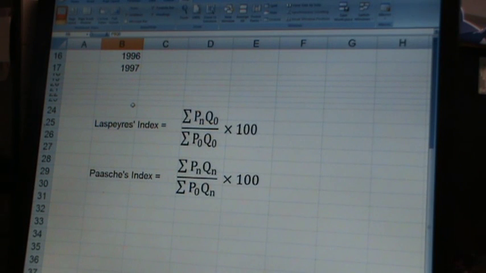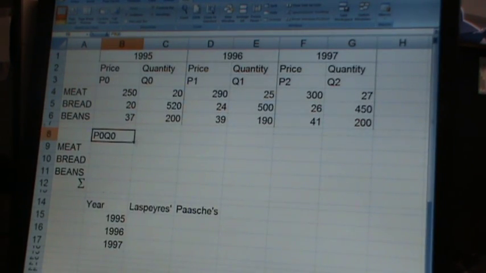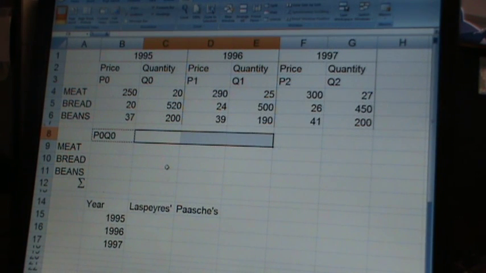Now, if we look into the formula, what we need is P0 Q0 on the bottom part of the Laspeyres index. So this is an easy point to start. So we will say we need P0 Q0. Okay, then you can copy P0 Q0, paste it in the next 3 cells.